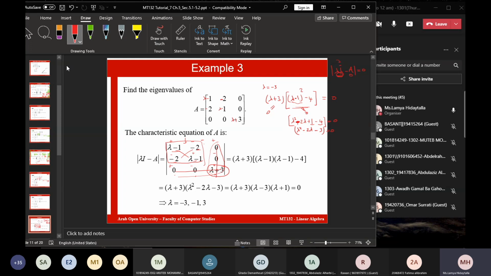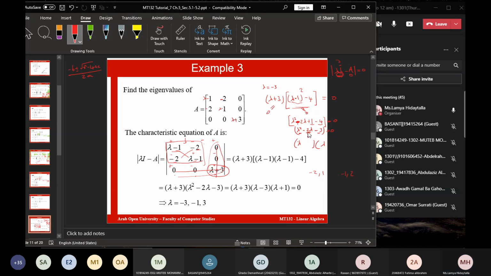So again, either you use the quadratic formula, minus b plus or minus the square root of b square minus 4ac over 2a, and then you solve to find lambda 1 and lambda 2. Or else, if you can factorize easily, then it's okay. So easily, we put here lambda, here lambda, okay? We need two numbers. Their multiplication is minus 3 and their addition is minus 2. Correct?